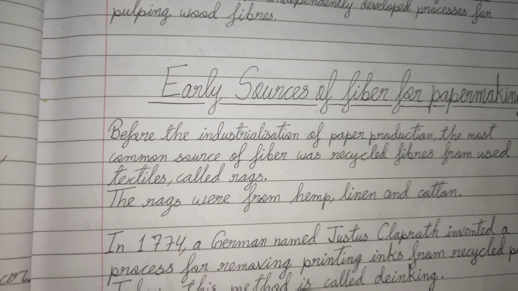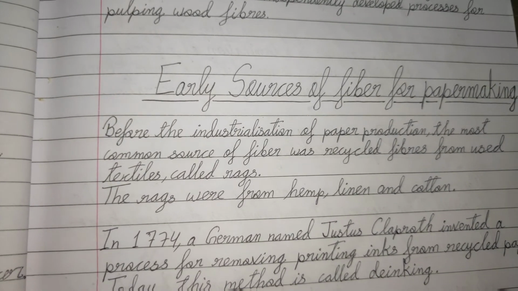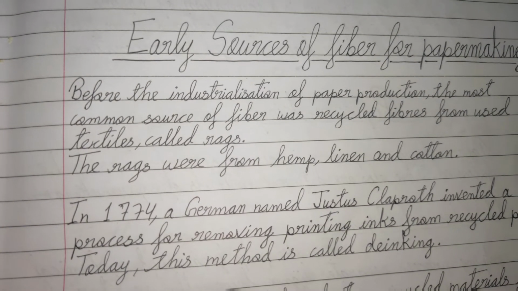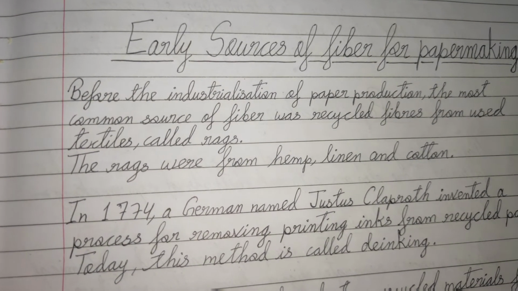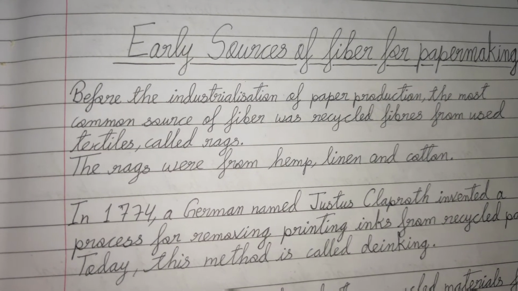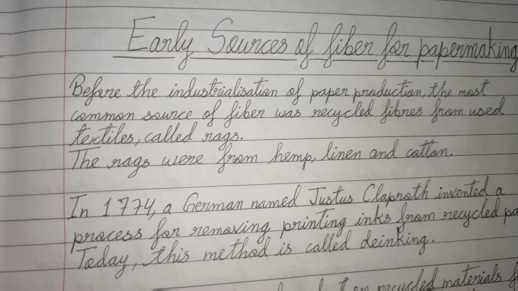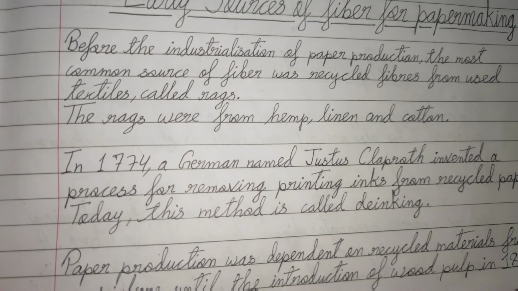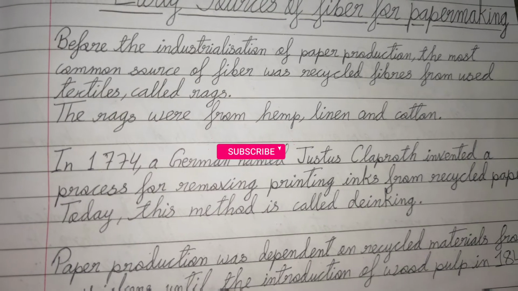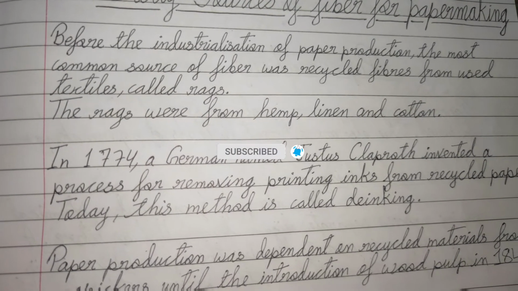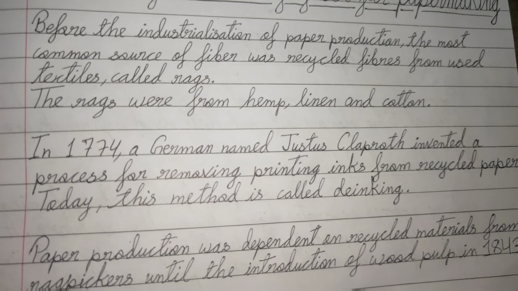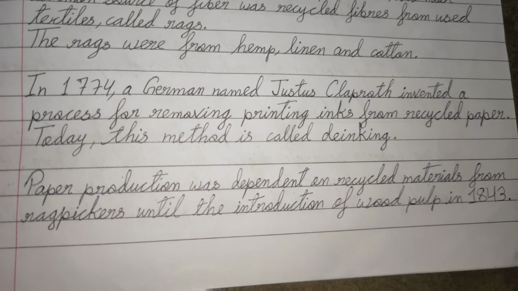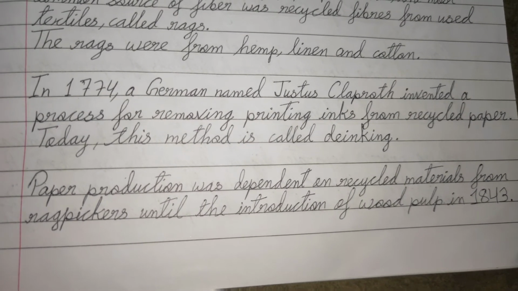Now we are going to learn about the early sources of fiber which were used for making paper. Before the industrialization of paper production, the most common source of fiber was recycled fibers from used textiles called rags. The rags were from hemp, linen and cotton. In 1774, a German named Justus Klaproth invented a process for removing printing inks from recycled paper. Today this method is called de-inking. Paper production was dependent on recycled materials from rag pickers until the introduction of wood pulp in 1843.